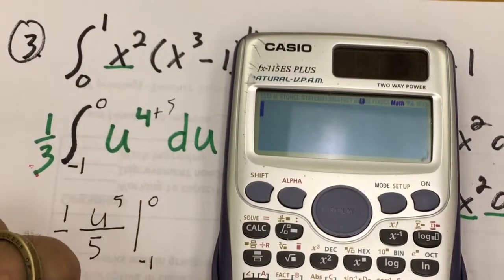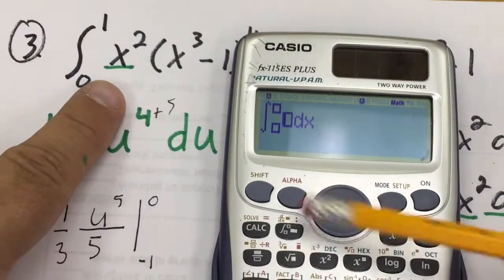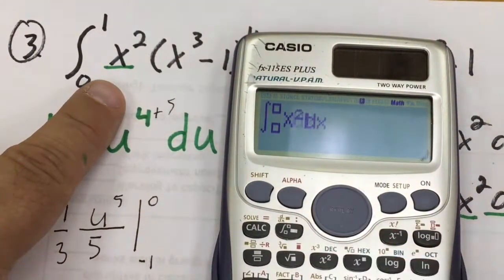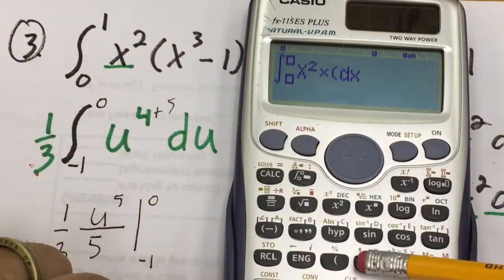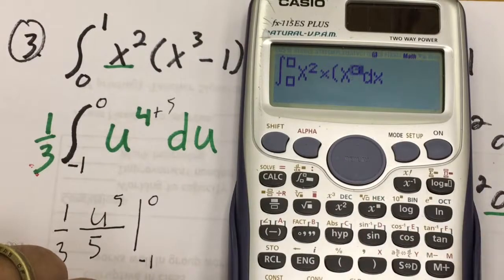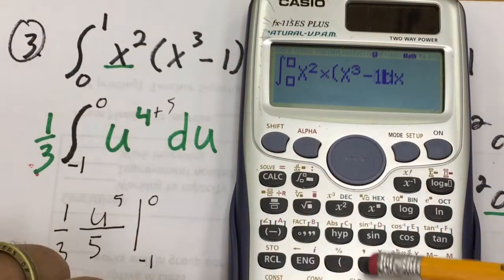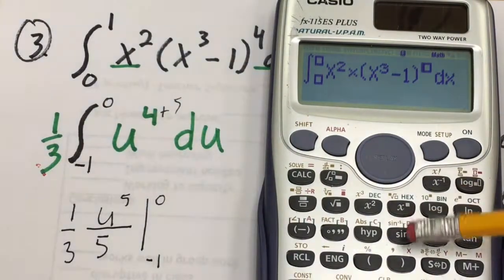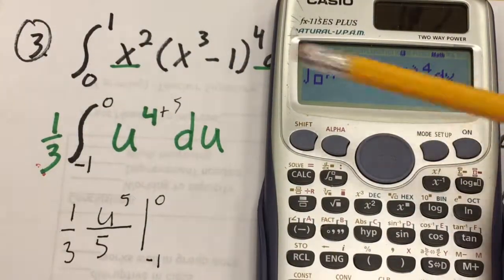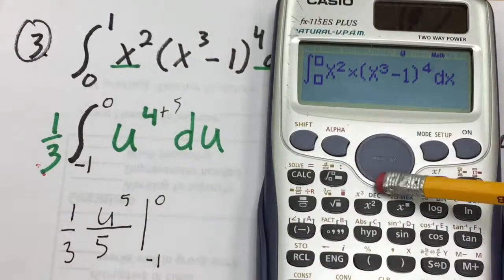I'm going to hit the integral button and type in alpha x squared times parentheses alpha x cubed minus 1, close parentheses, to the fourth power, from 0 to 1.